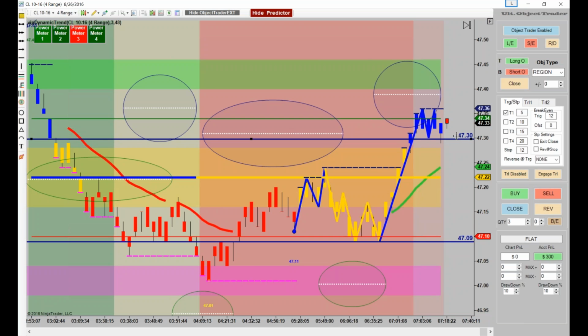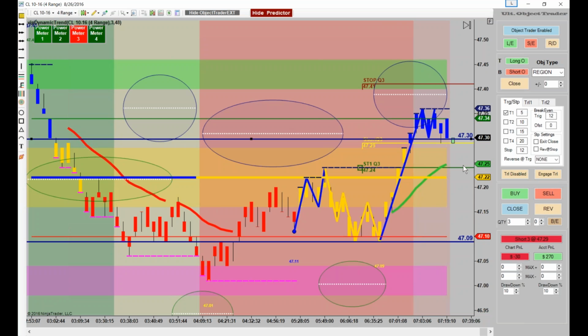Now when I'm going counter trend, I will only go for like 5 ticks, because all I care about is that quick 5 ticks. See that right there? I'd put my stop just right above there, exit on close. You could do bar close, yes.